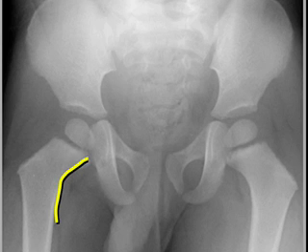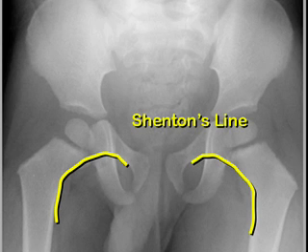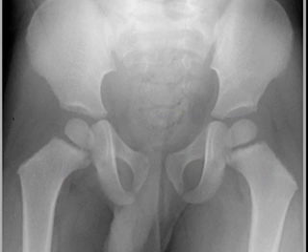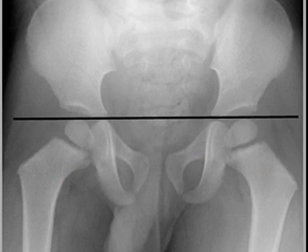Another measurement that can be made is a line which is drawn from the inferior aspect of the femoral neck through the inferior border of the obturator foramen, which is called Shenton's line. It should form a smooth curve, and when the hip is dislocated, Shenton's line is disrupted because the femoral shaft moves outward and upward.